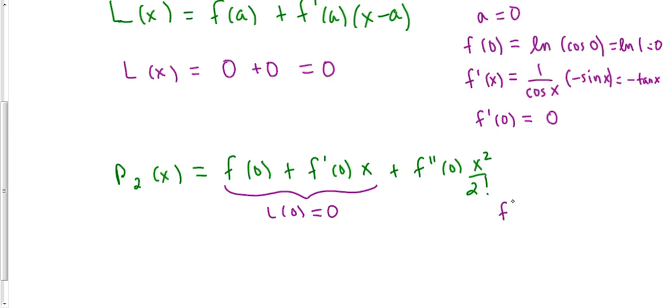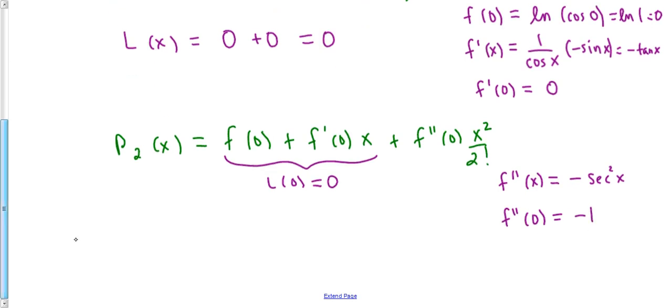So let's figure out what the second order derivative is going to be. And the derivative of negative tangent x is going to be negative secant squared x. And when we evaluate that at 0, we are going to get negative 1. So P2 of x is going to be equal to negative x squared over 2. So we've answered parts A and B.